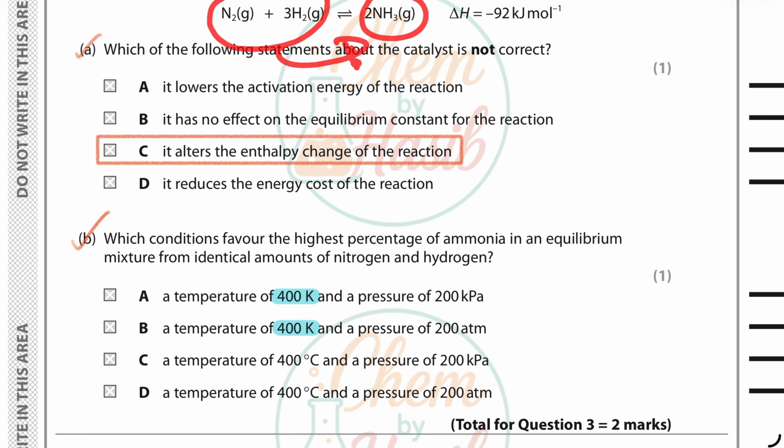The position of equilibrium will shift from left to the right because there are greater number of moles of gases on the left and fewer moles of gases on the right. So we'll be choosing the higher pressure. Now 200 atm, definitely 200 atm is a higher pressure than 200 kilopascals. 200 atm is actually higher pressure compared to 200 kilopascal. So the answer to this question will be B.